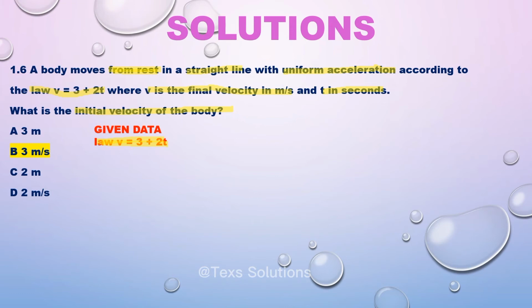So we know according to this question that v is the final velocity and t is the time, right? Let's look at this. So v is equal to u plus at. If I look at my formula page at the equations of motion, this formula represents v is equal to u plus at, which therefore means the initial velocity is going to be 3 meters per second. So the answer here is B.